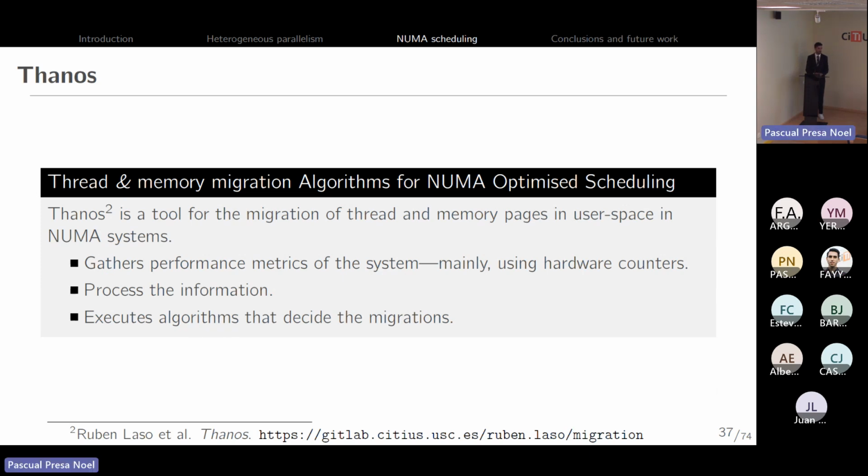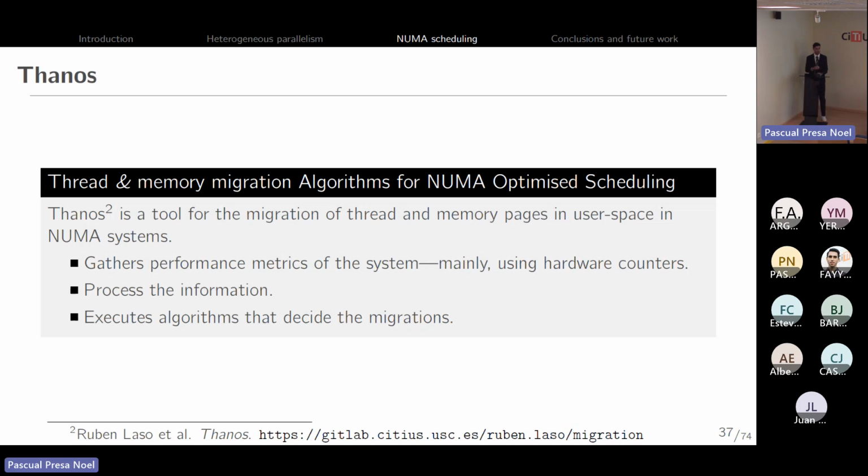Since we saw that the Linux scheduler is so focused on workload balance, we thought that there is room for improvement regarding NUMA systems. So we developed a tool named Thanos, which is a tool for the migration of threads and memory pages in NUMA systems from user space. This tool periodically executes 3 phases. The first one gathers performance information of the system, mainly from hardware counters.